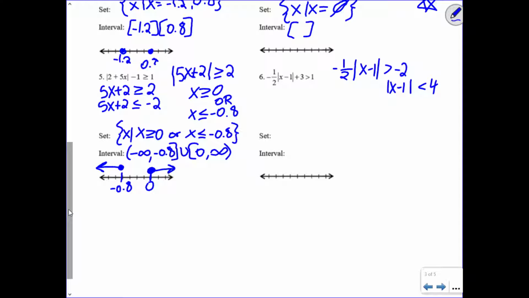This is now where you should be. The absolute value of x minus 1 is less than 4. Whenever you multiply or divide by a negative, you have to remember how to work with inequalities algebraically. You have to switch the direction of the inequality. So now we're here. Now what do I do?